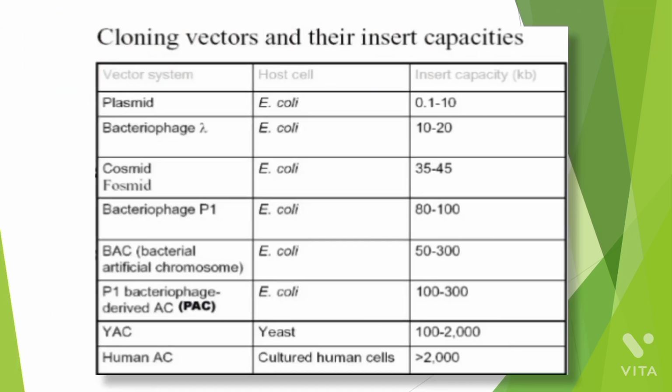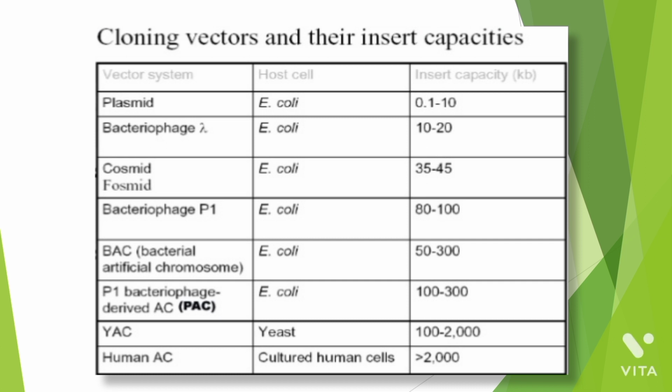This is the table that depicts various vector systems, their host cell and their insert capacity. What do you mean by insert capacity? Insert capacity is the capacity of the vector system to take up the foreign gene into it. For plasmid, the host cell is E. coli and the insert capacity is 0.1 to 10 kb.